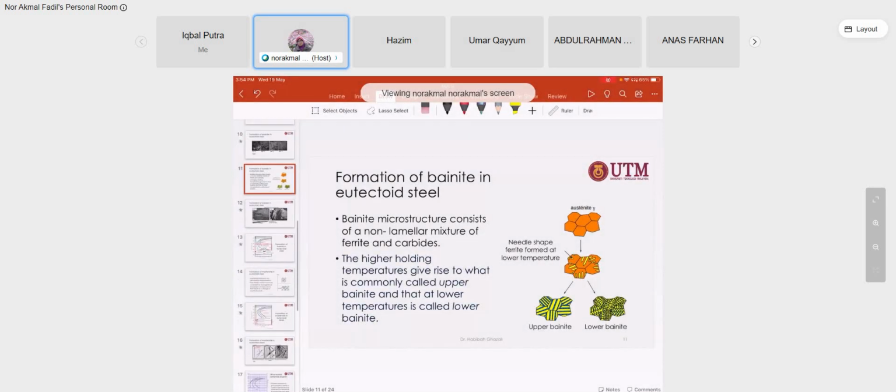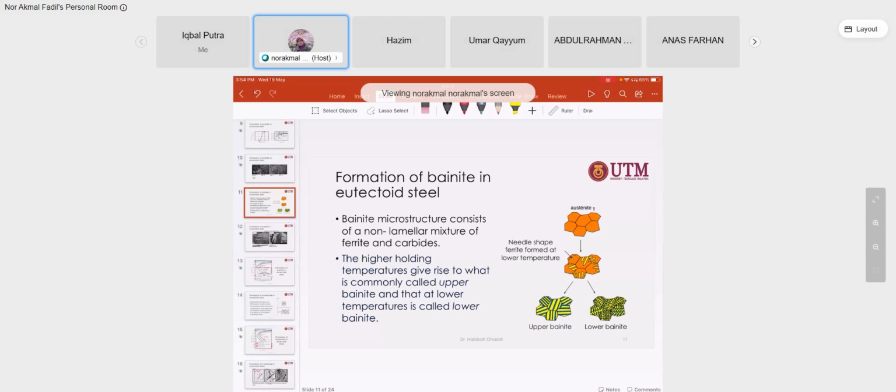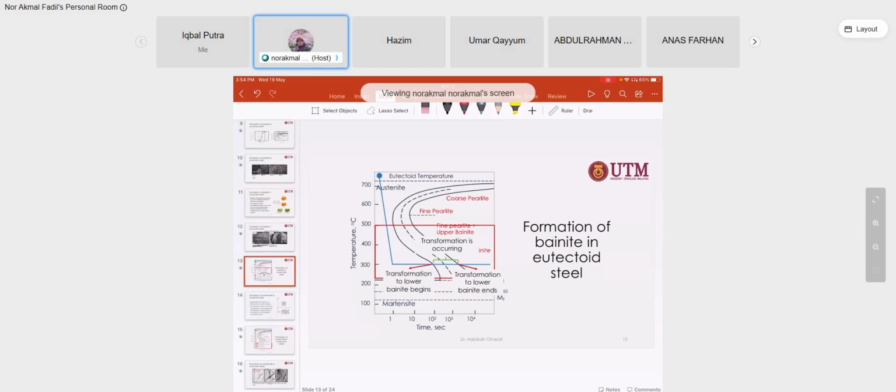I should stop here because it's already 4 o'clock. So, lower and upper. If we look at this TTT diagram, this one is softer and this lower one is harder. In between, there is an increase in hardness from coarse pearlite to martensite. So this one is soft, and the bottom is hard or strong. So you can choose whatever microstructure you want.